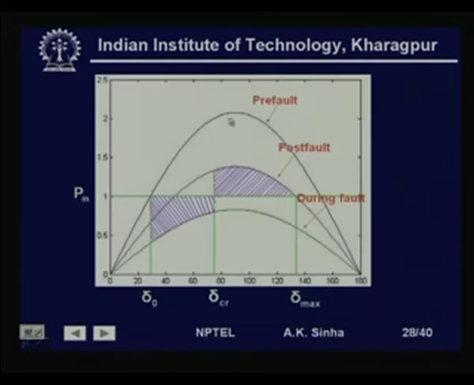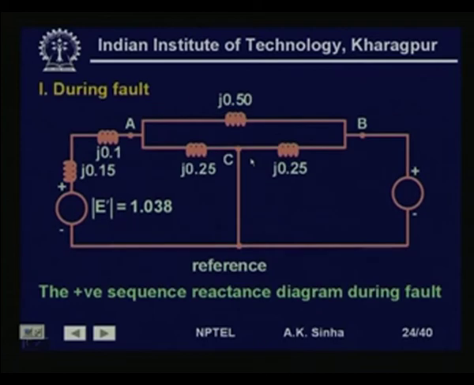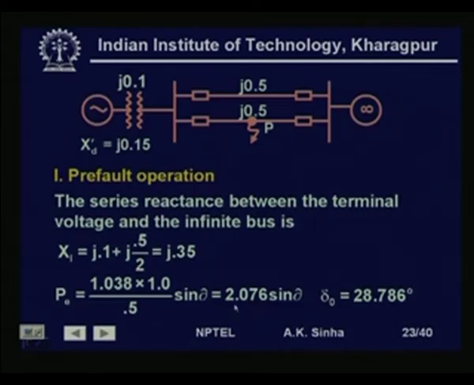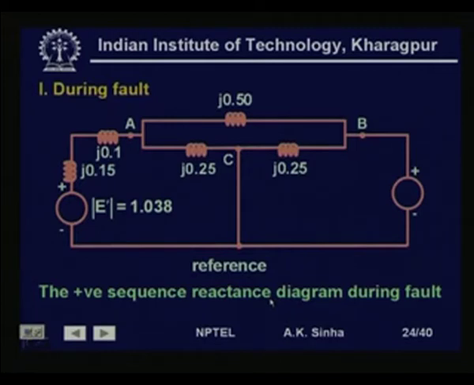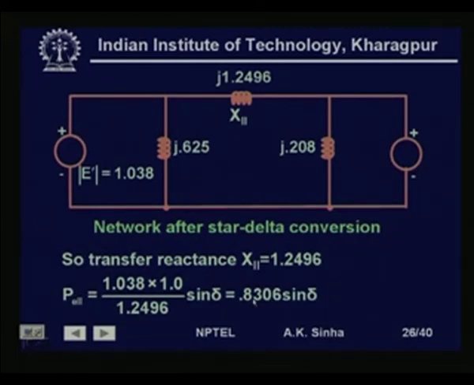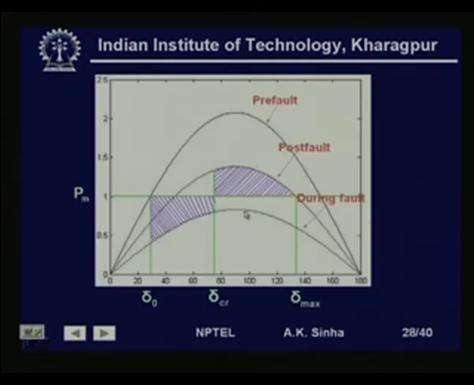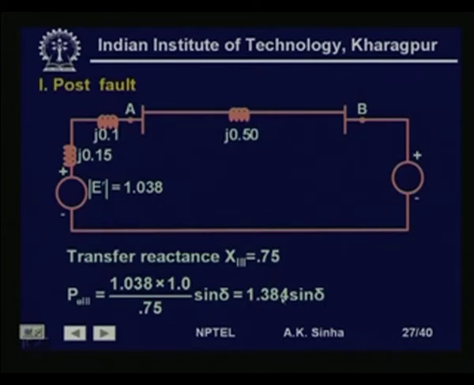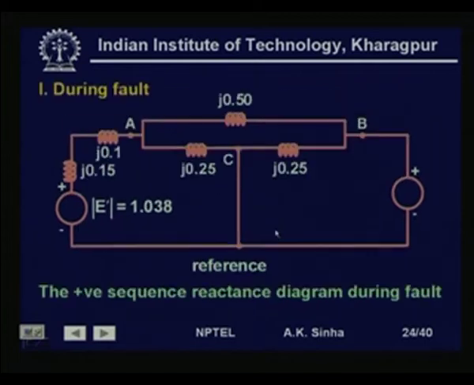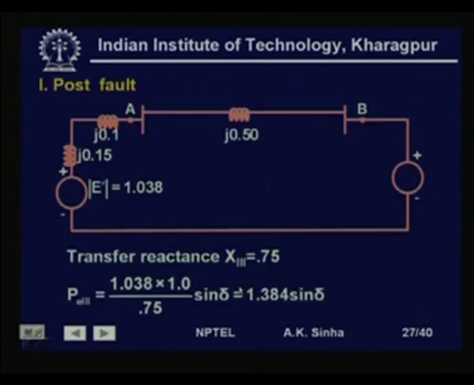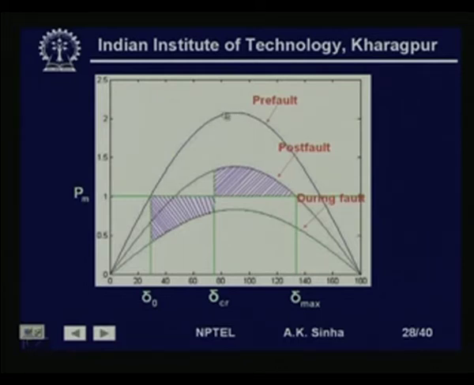So, we can draw the three characteristics: the pre-fault characteristic, which is given by 2.076 into sin delta; the during-fault characteristic, which is given by 0.8306 into sin delta; and the post-fault characteristic, which is given by 1.384 into sin delta. So, this P max is 0.8306, this is 1.384, and the initial one is 2.076. So, 2.076 is the maximum power here. So, we get these three characteristics.